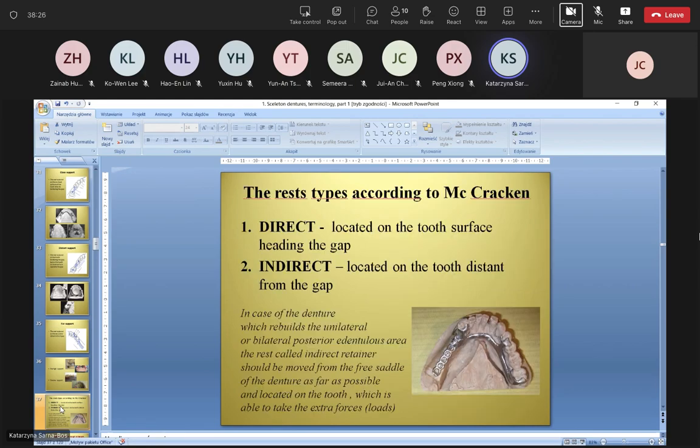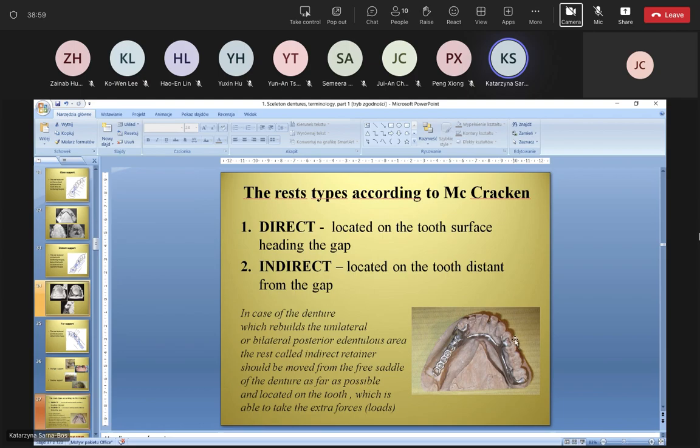And what about the rest types according to McCracken? We can divide them into two parts, direct and indirect. Direct are located on the tooth surface next to the gap, and indirect are located on a tooth at a distance from the gap. So direct in this case is the same as a close support, and indirect the same as a distant or far support.